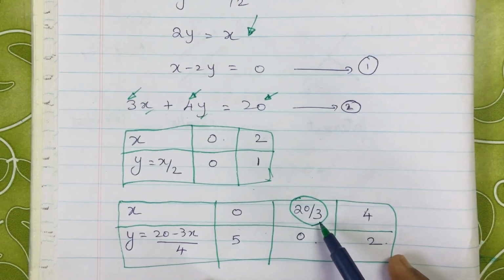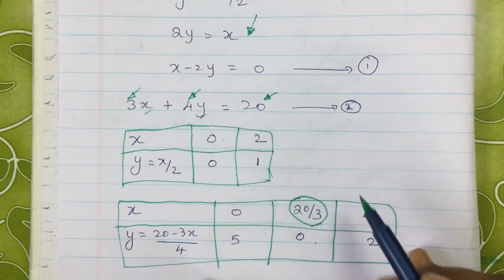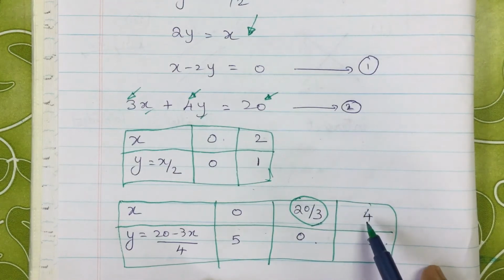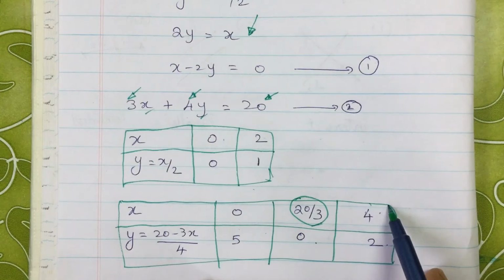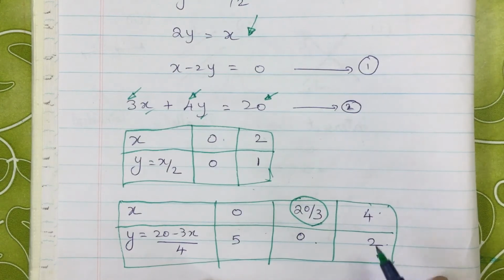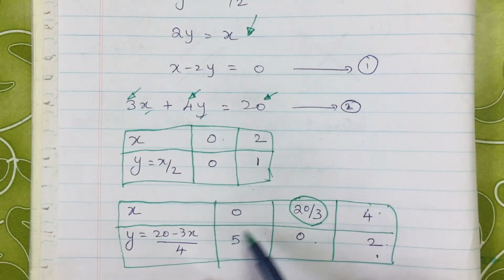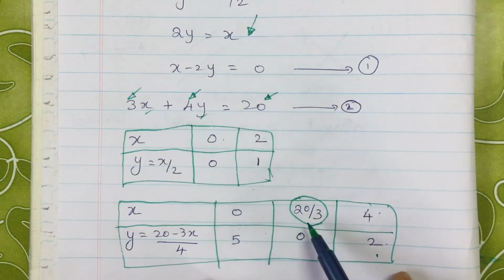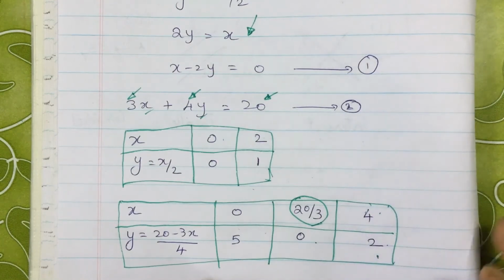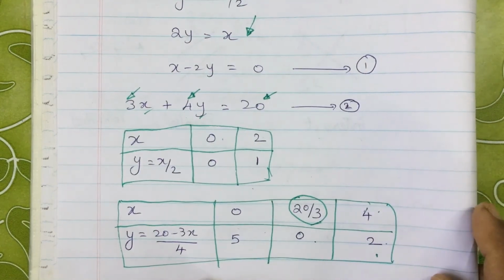Whenever you get a fractional number, it is not easy for you to mark it in the graph. So in order to make this a whole number, I have randomly selected x. I have taken x as 4, then I got y value as 2. For almost all the problems, these two values are okay for plotting the lines. Sometimes if you get a fraction, then you have to go for one more value. Why are you going for one more value? To make your work simple.